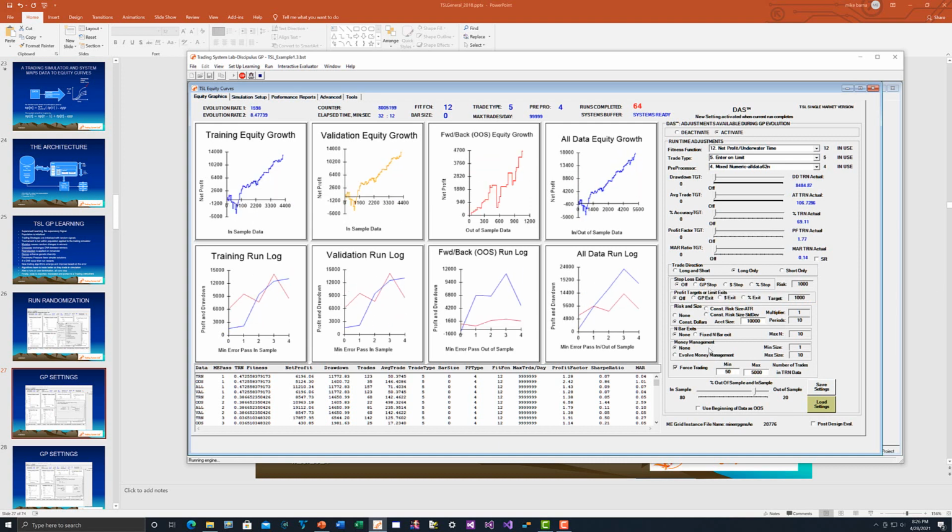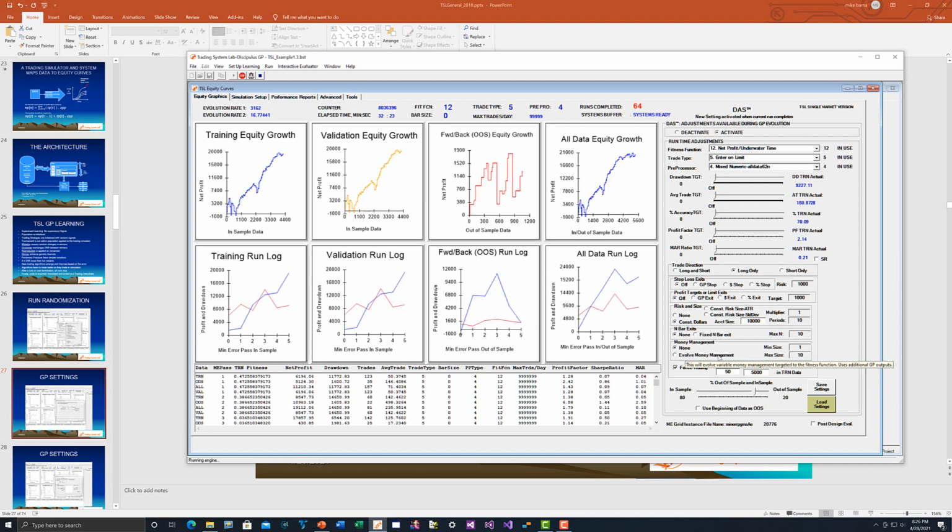This is covered in the user manual, but we also use the higher level GP parameters to evolve money management, for example. So again, that's another one that uses additional GP outputs.